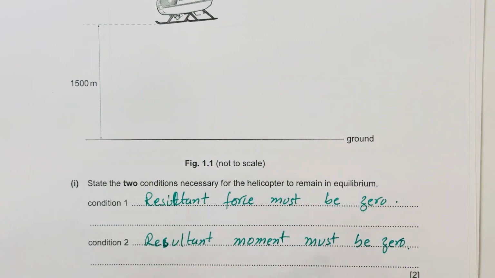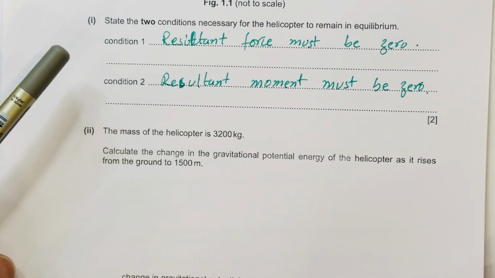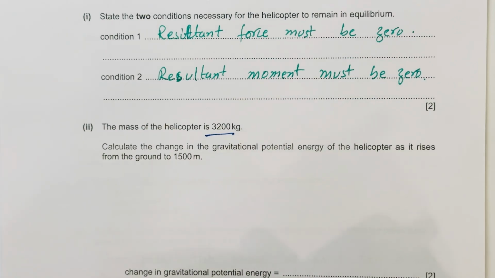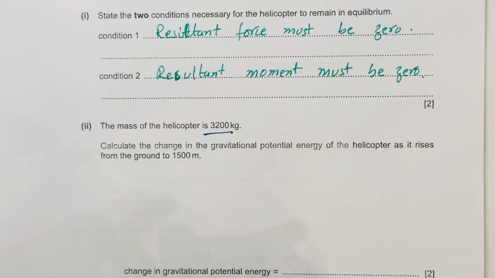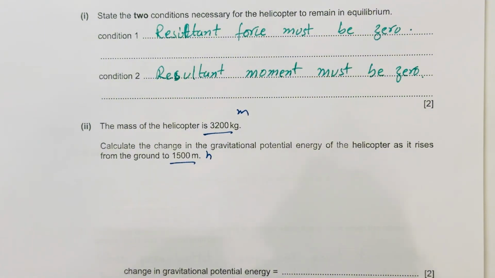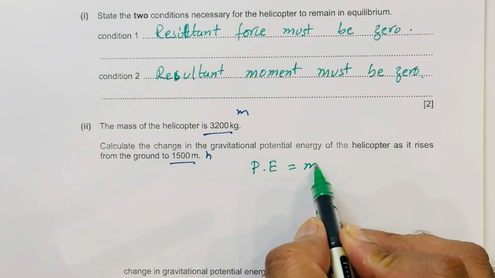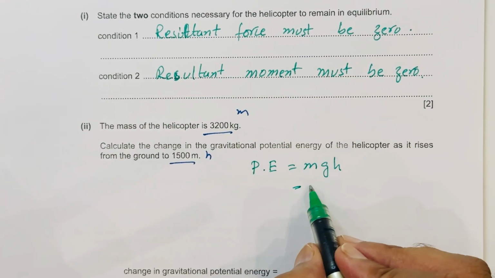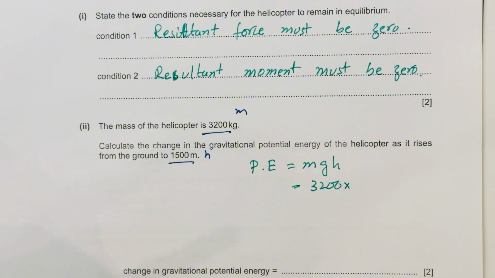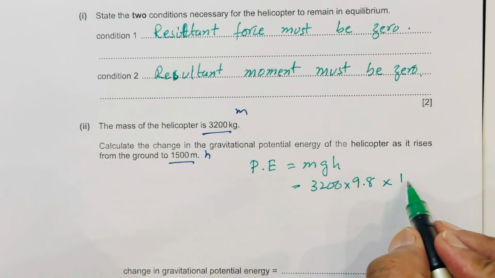Moving to the next part of the question, the mass of the helicopter is 3200 grams. Calculate the change in the gravitational potential energy of the helicopter as it rises from the ground to 1500 meters. So this is the value of m, this is the value of h. We're going to use the formula for gravitational potential energy. Potential energy is equal to mgh. M is the value that we're going to use, 3200, and g is given in the instructions, that would be 9.8, and height 1500, which is also given.